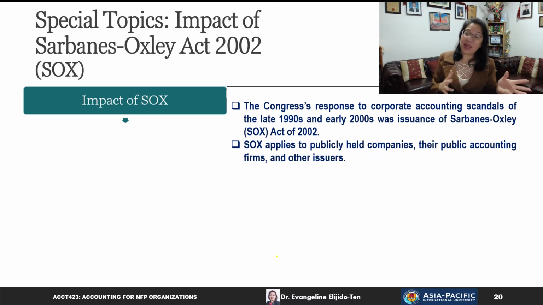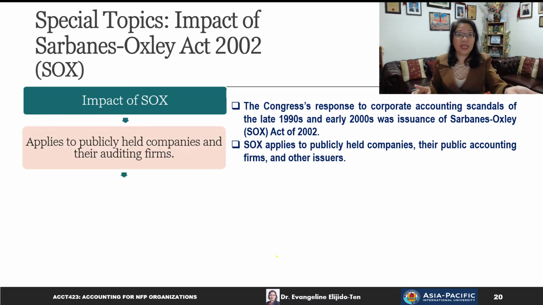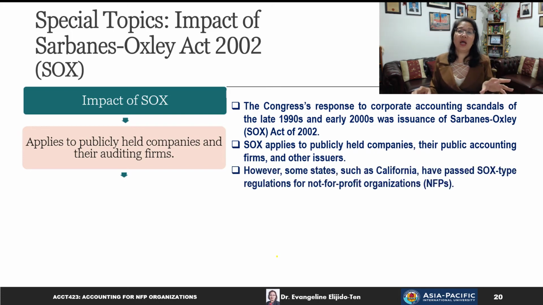SOX, although it actually applies to publicly held companies and their public accounting firms and other issuers, has an indirect impact on government entities as well. So, whilst it applies directly to publicly held companies and their auditing firms, it also has an indirect impact on government entities as well as not-for-profits. Why? Because some states in the United States, like California, one of the big states, have passed SOX-type regulations for not-for-profit entities.